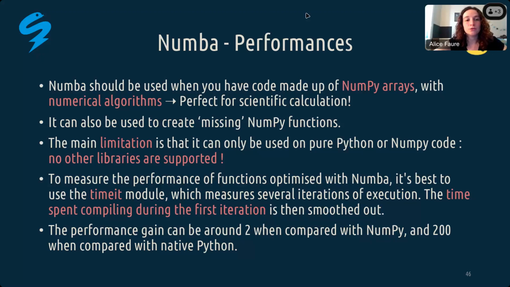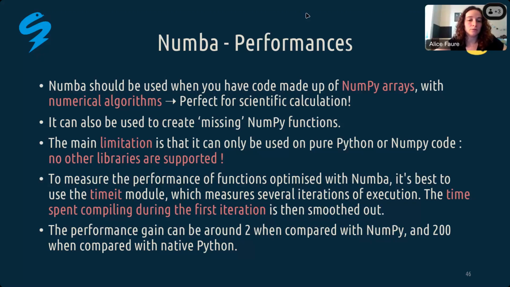Since the first execution of a function in Numba is very slow because of the time for compiling and caching the function, it's best to use the timeit module when we want to measure the performance of the functions we optimize with Numba. Because the timeit module will measure several iterations of the execution, it will smooth out the time spent compiling during the first iteration.